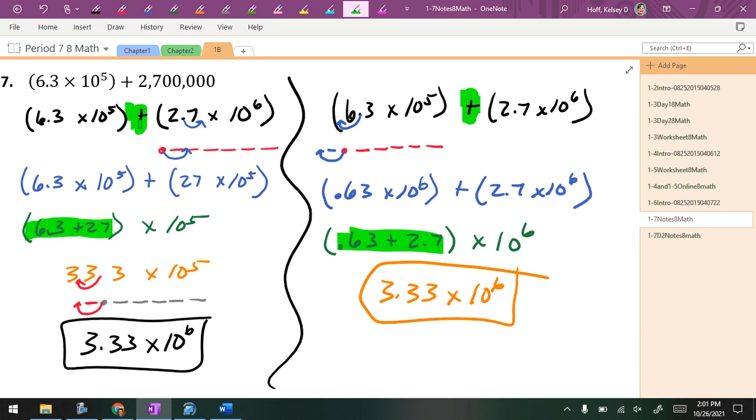Okay. I'm going to let you get started, and then I will be around to check as you go. I have a worksheet for you.